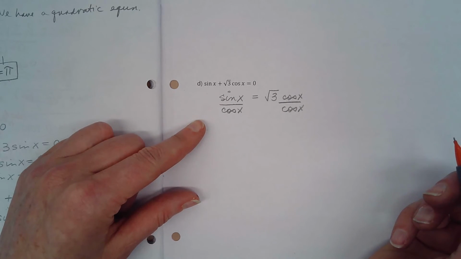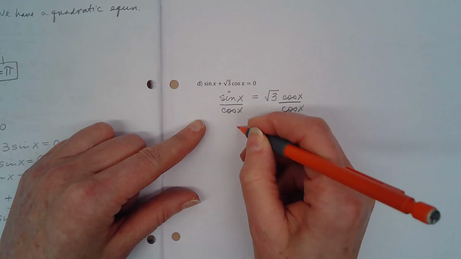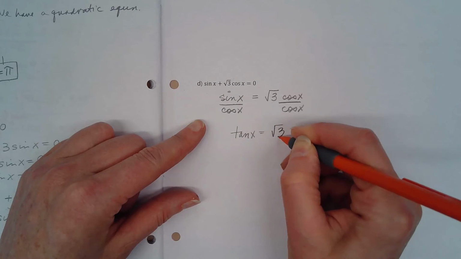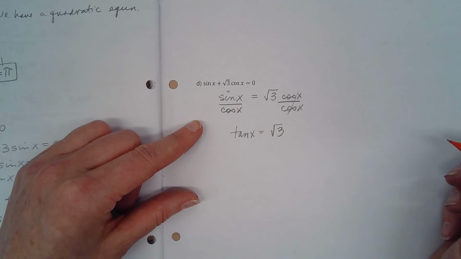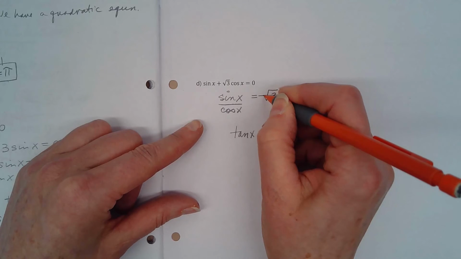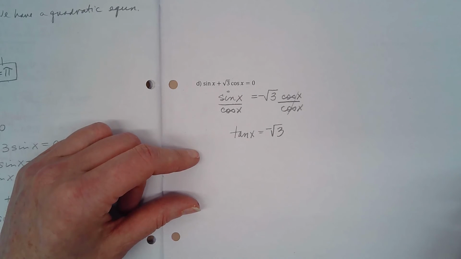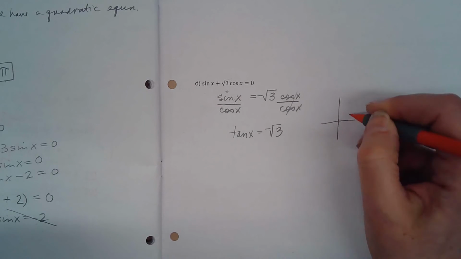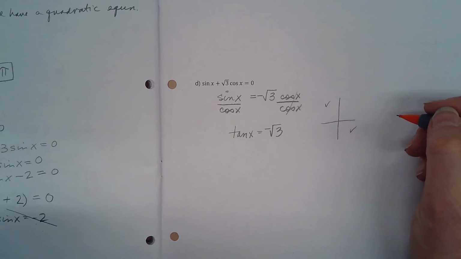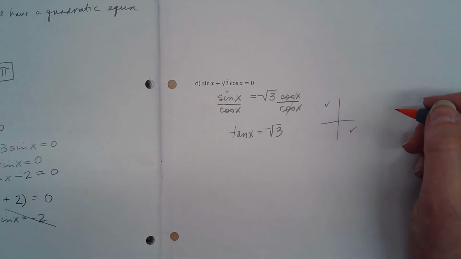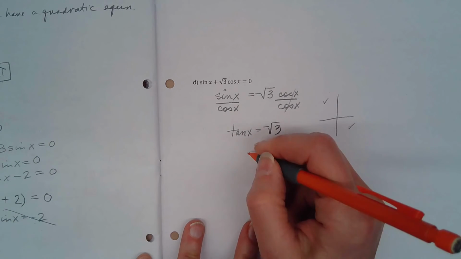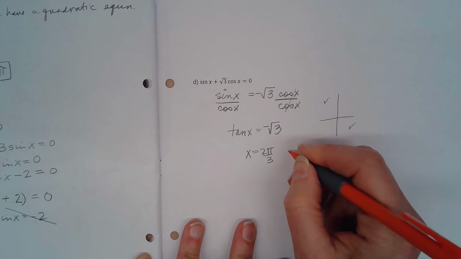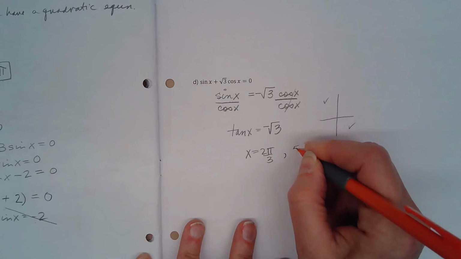So then what do you get here? You get tan x equals root 3. Oh, sorry, negative root 3, thank you. Negative root 3. So where does tan equal negative root 3? Tan has a value of root 3, I think at the pi on 3's, right? So it would be 2 pi on 3 or 5 pi on 3.